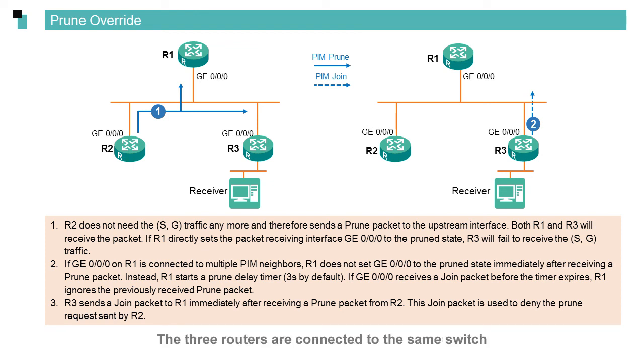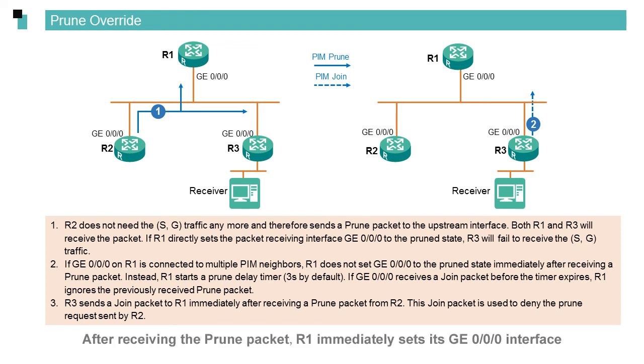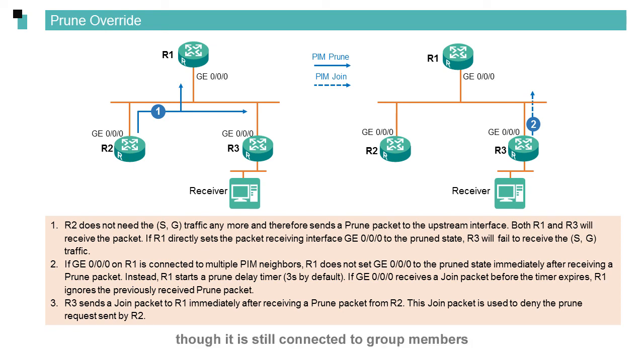The three routers are connected to the same switch. When the switch receives the prune packet, it floods the packet to all interfaces except the one on which the packet was received. After receiving the prune packet, R1 immediately sets its GE0/0/0 interface to the pruned state and stops sending multicast traffic to the interface. What will be the consequence of this? Yes, R3 fails to receive the multicast traffic though it is still connected to group members.